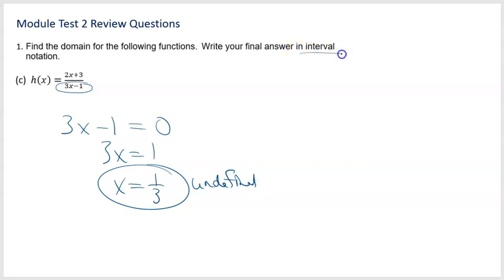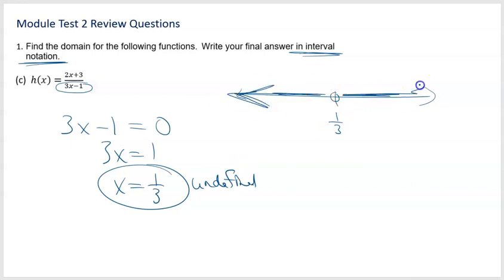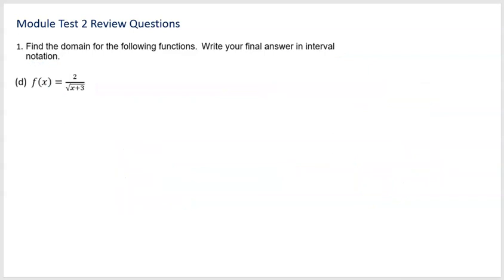Now I asked you to write your answer in interval notation. So what you do is you take the values where the function is undefined, and there's just 1 in this case, and take that out of the domain. The domain is everything else. So when you write that in interval notation, it's negative infinity to 1/3, and then union 1/3 to infinity, or you can replace that union symbol with a comma, and it is still correct.